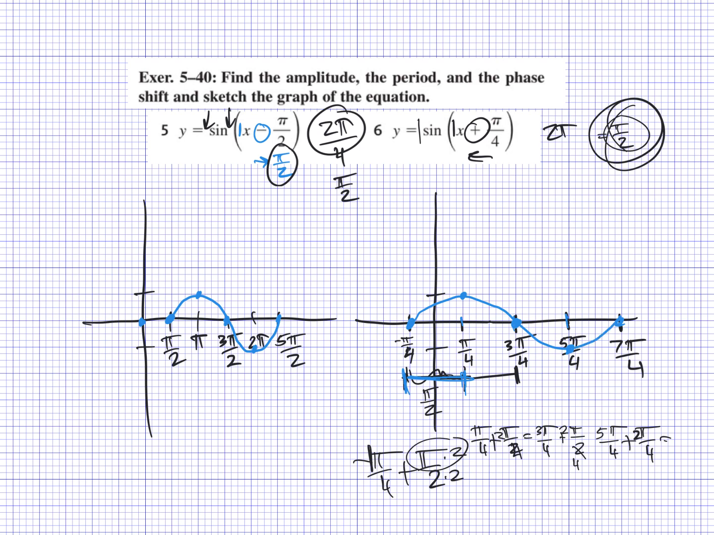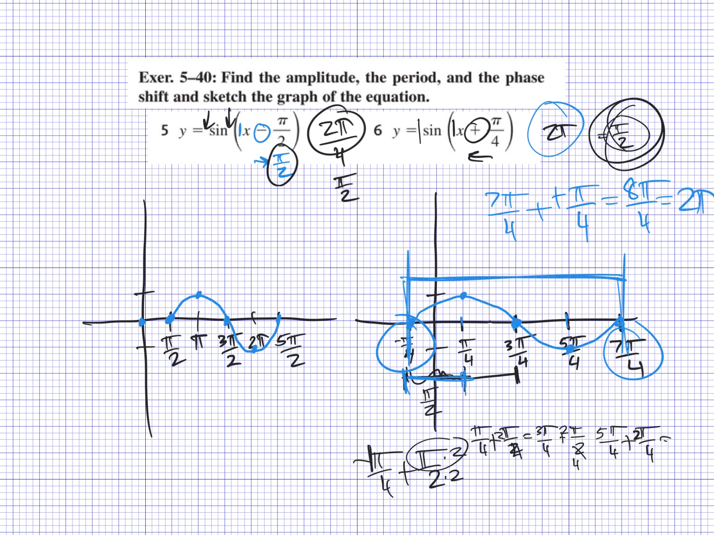It appears to stretch it out. But remember, your distance is 2 pi. How do I know that from here to here it's 2 pi? Well, if I take 7 pi over 4 minus negative pi over 4, that gives me 8 pi over 4, which is 2 pi in length. So this is 2 pi. Okay, now let's go on.